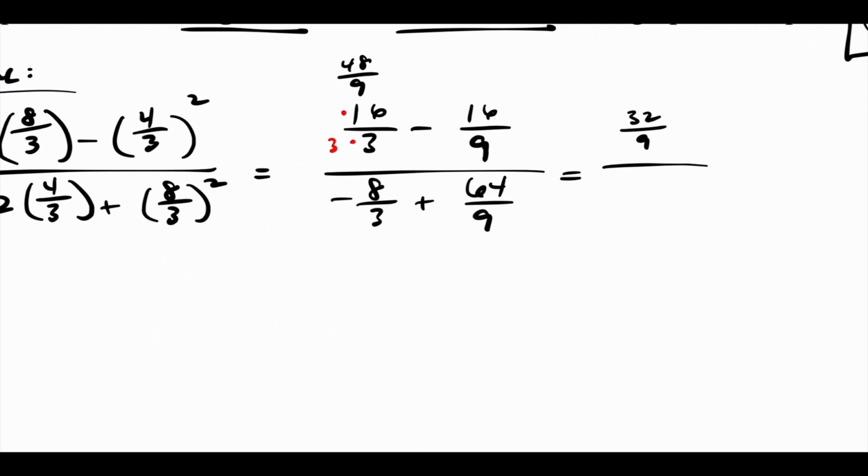Same thing on the bottom. Common denominator on the bottom is also going to be 9. So negative 8/9 is the same as negative 24/9. If I add those together, I'm going to get 40/9.